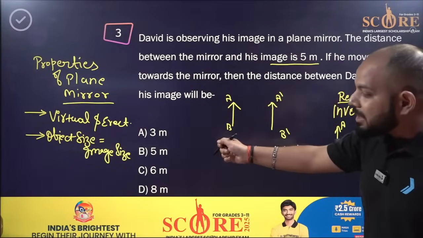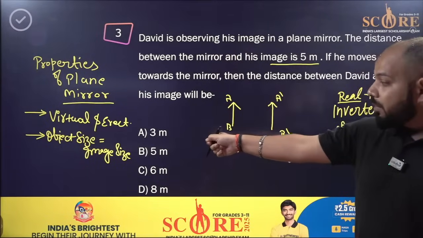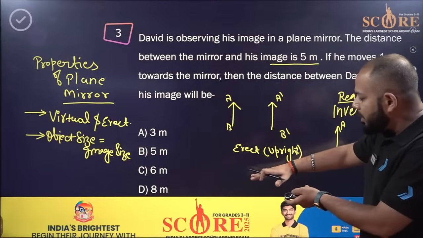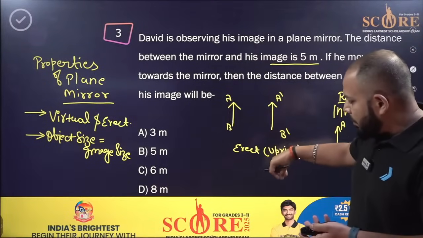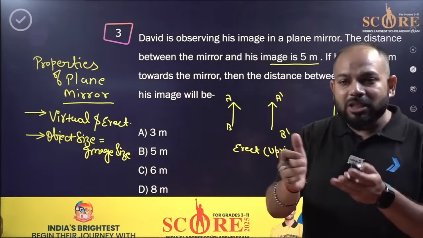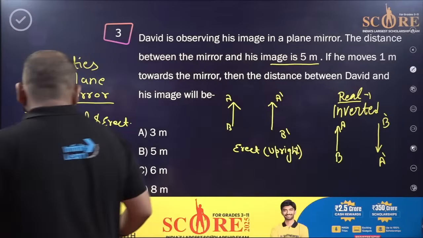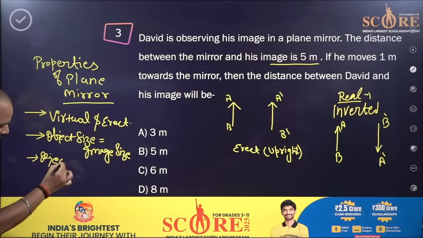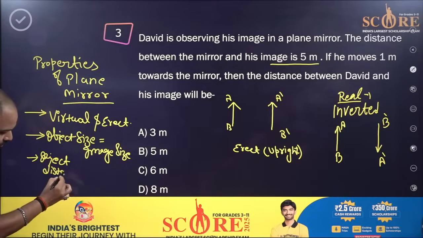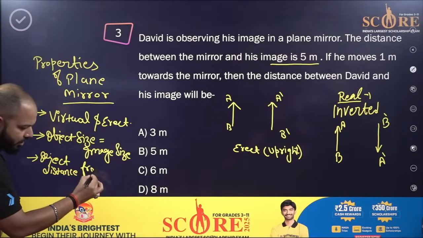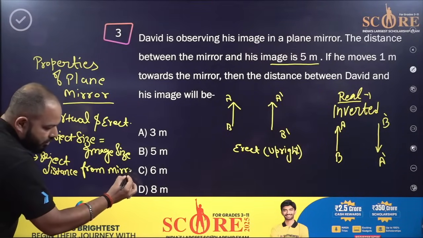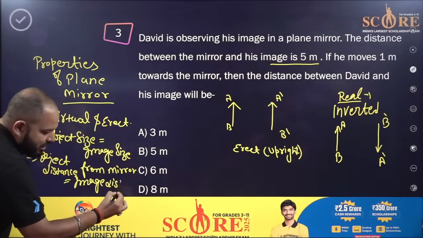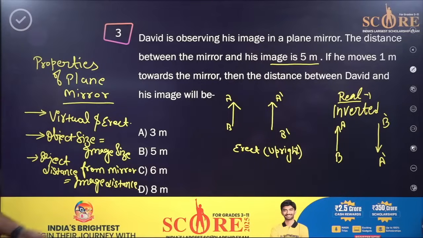For that we can try a practical thing. At your home, if you have a chessboard, just keep it in front of a mirror, and you can see the exact distance between the two. Next one is distance: object distance from the mirror is equal to image distance from the mirror itself. Now these points will help you out.